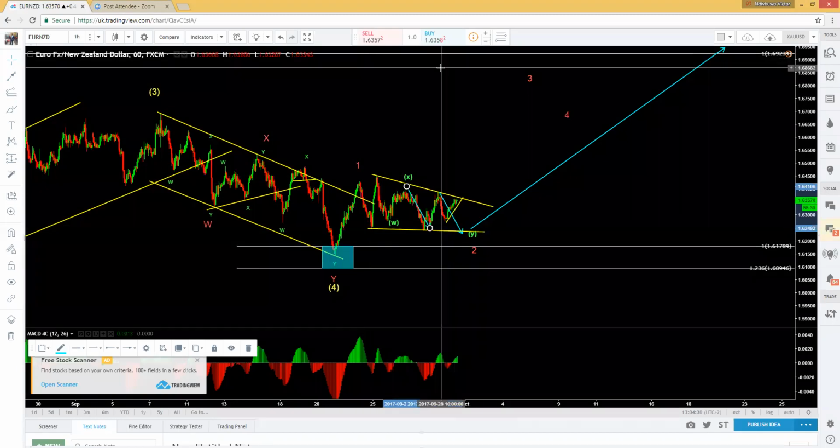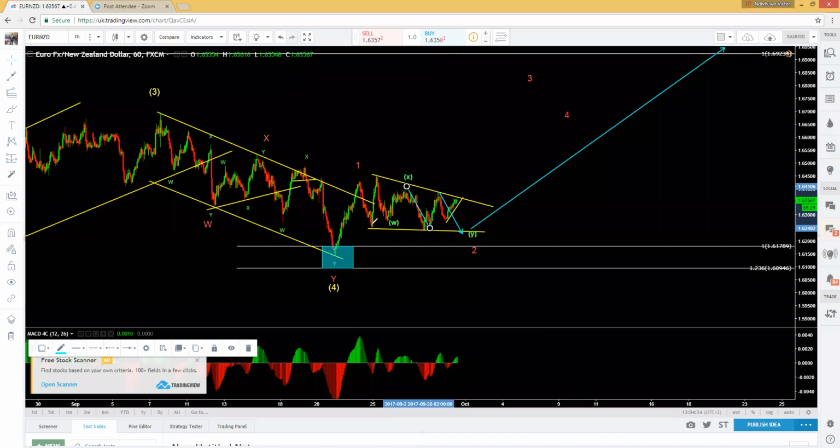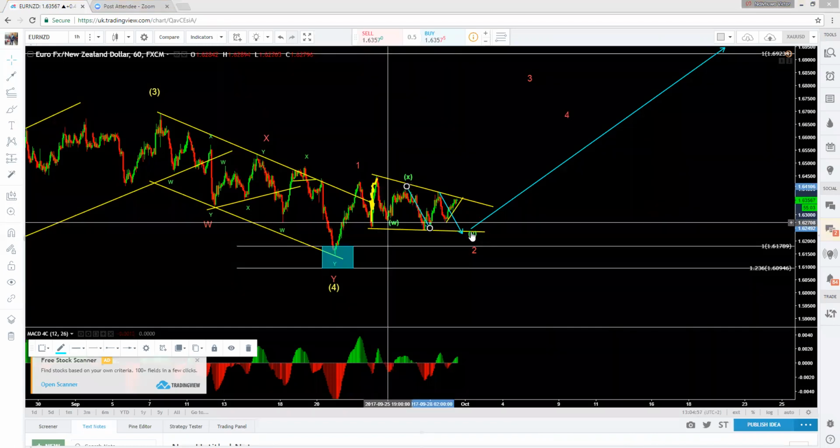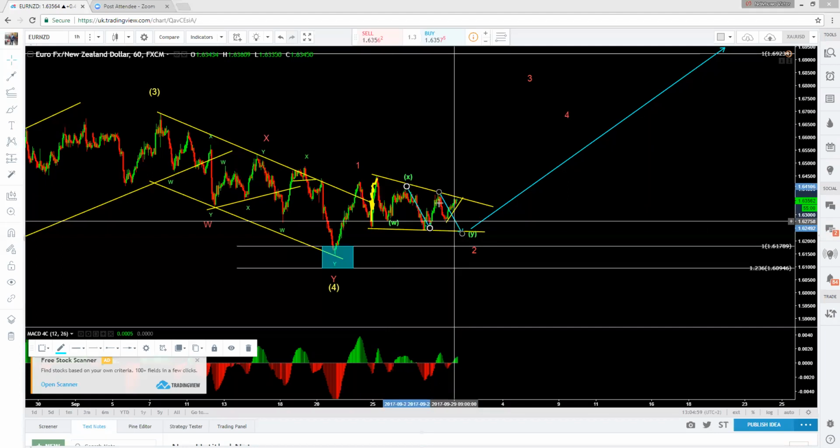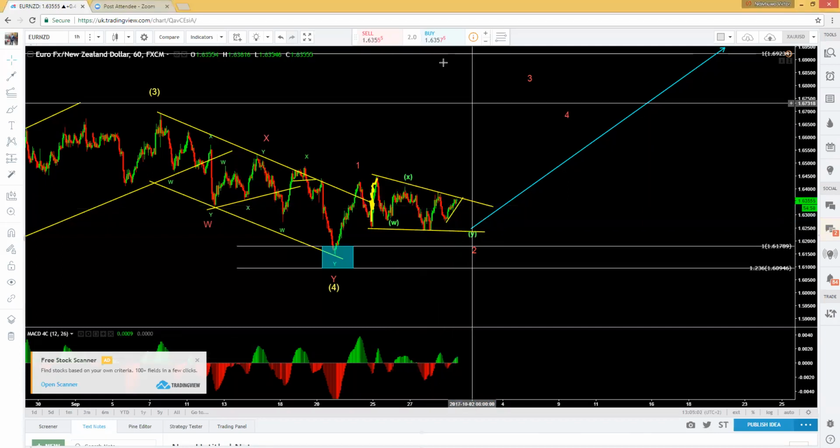So what I don't like about this correction here is that we've got an impulse. This is an impulse. This is an impulse. This is an impulse. I do not see a corrective structure, but the whole pattern itself is a correction. Okay, but normally when you're getting an expanded or a running flat, you should be getting this as an impulse, and this is a correction, right? But for now here, it just looks like all impulses, right? So WX, a possible Y here, but all that doesn't matter because I will only buy.